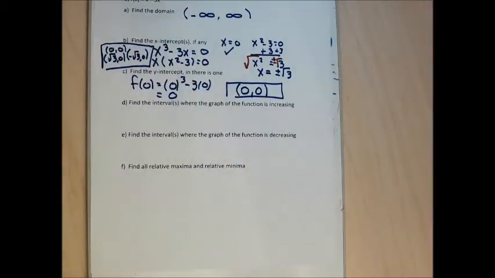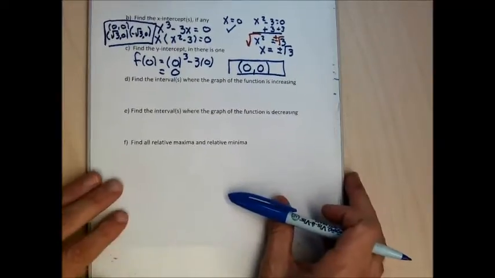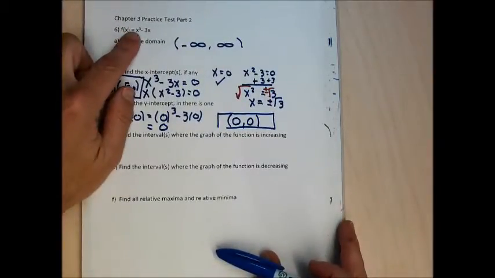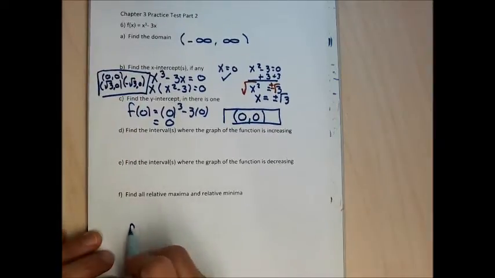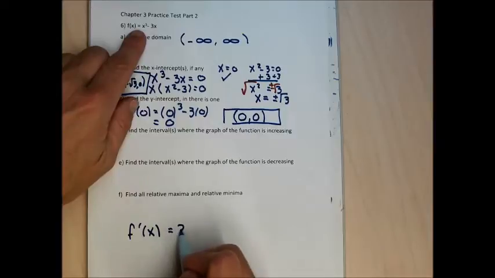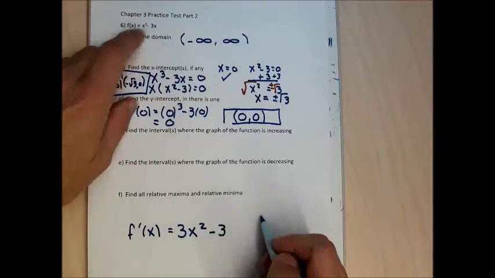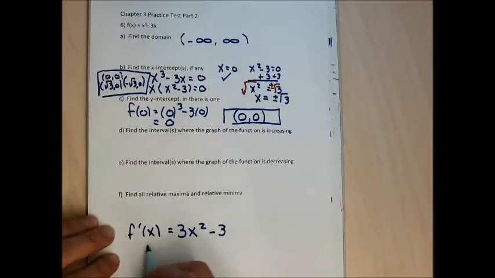Now I need to find where the graph is increasing and decreasing and the maximums and the minimums, and I'm going to do that on the bottom of the screen. I'm going to find the first derivative. So f prime of x equals the derivative of x cubed, which is 3x squared. The derivative of minus 3x is minus 3. I'm going to get critical numbers by taking that derivative and setting it equal to 0.